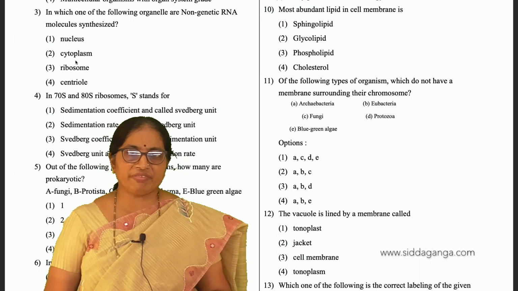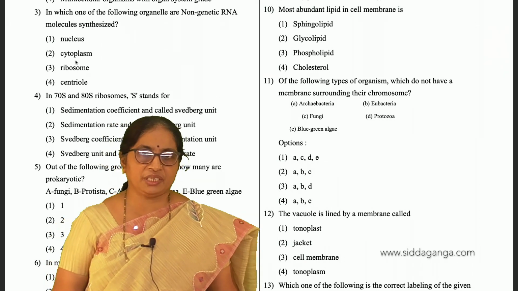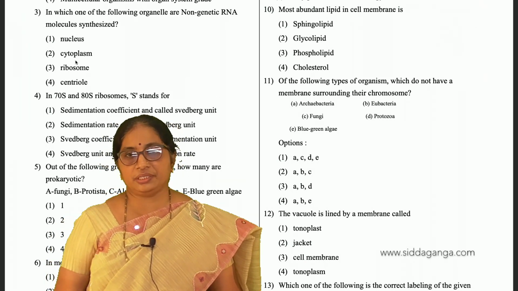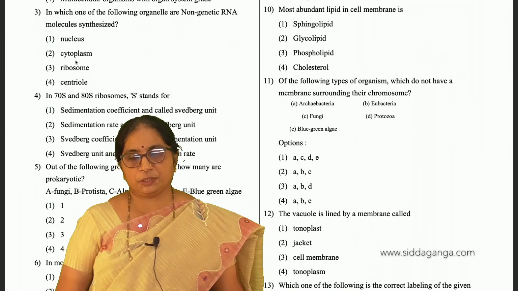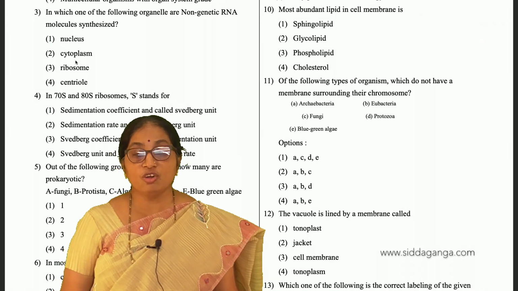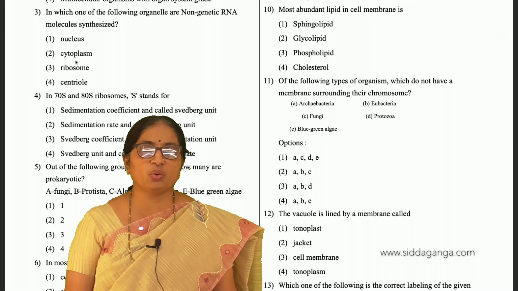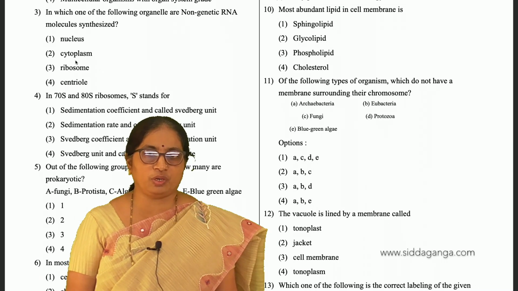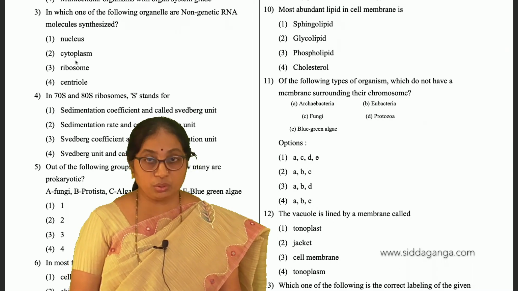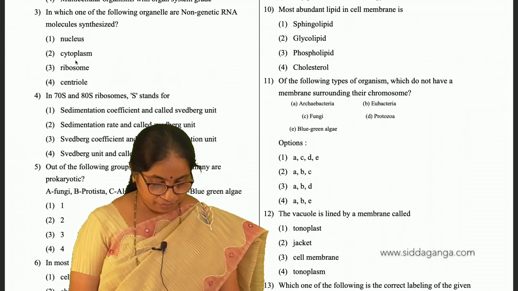The one which is absent there is the sphingolipid, and the most abundant lipid present in the cell membrane is the phospholipid. The lipid along with phosphorus, you call it a phospholipid. Next question. So the answer is option 3.